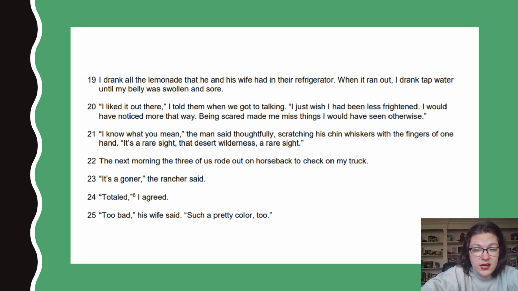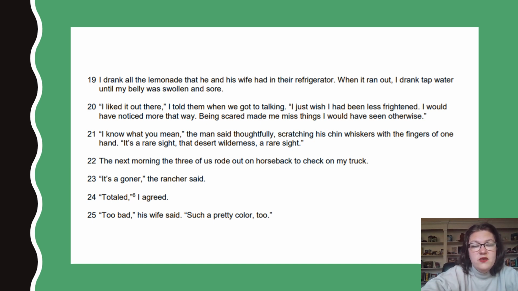I liked it out there, I told him when we got to talking. I just wish I had been less frightened. I would have noticed more that way. Being scared made me miss things I would have seen otherwise. "I know what you mean," the man said thoughtfully, scratching his chin whiskers with the fingers of one hand. "It's a rare sight, that desert wilderness, a rare sight."